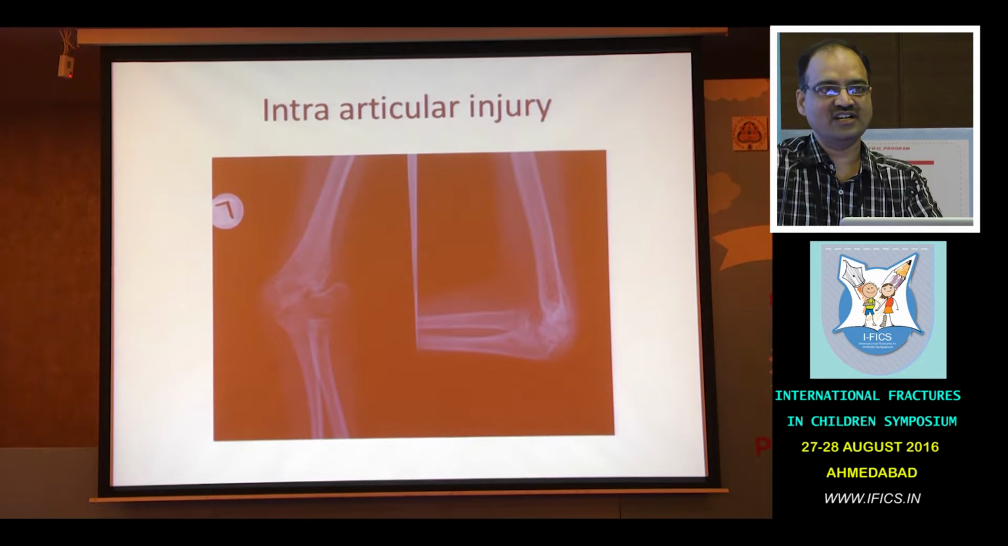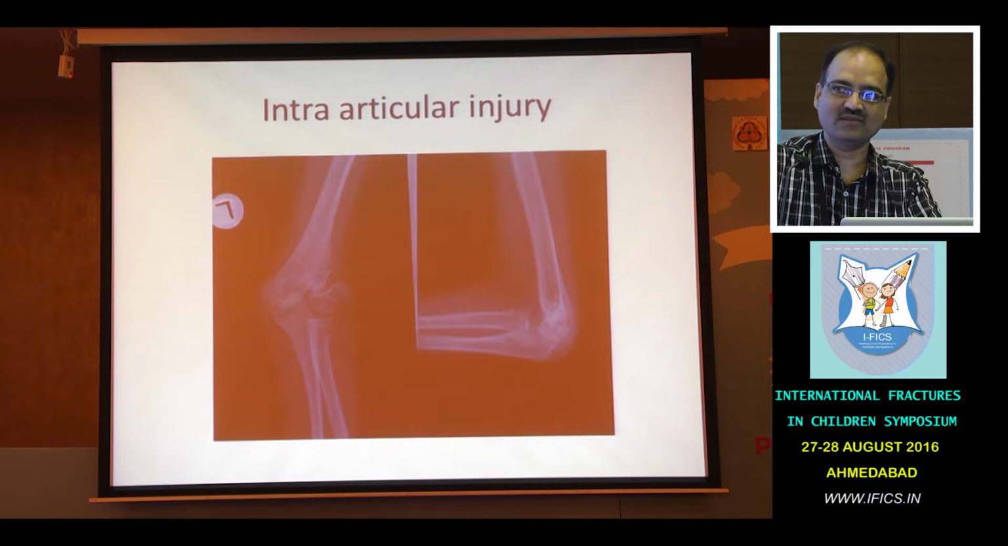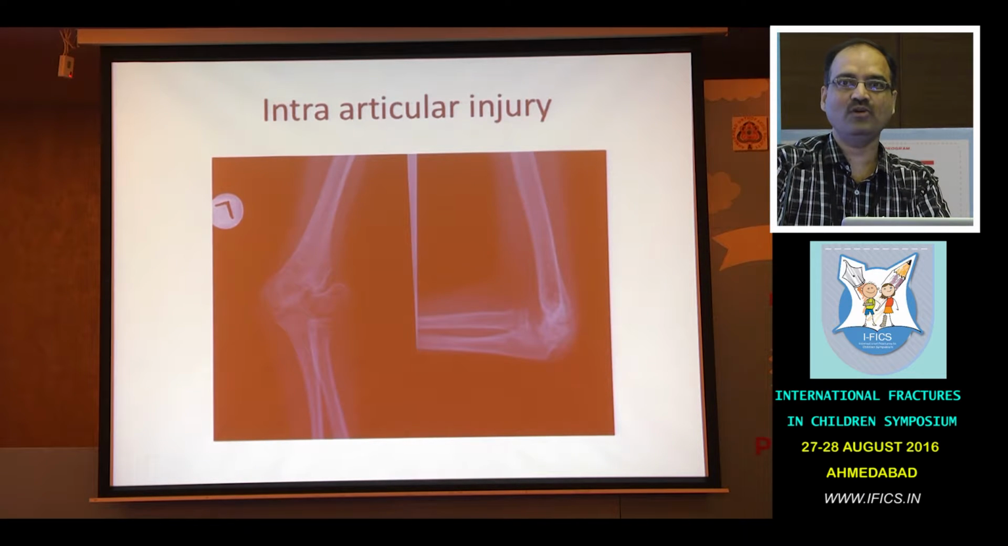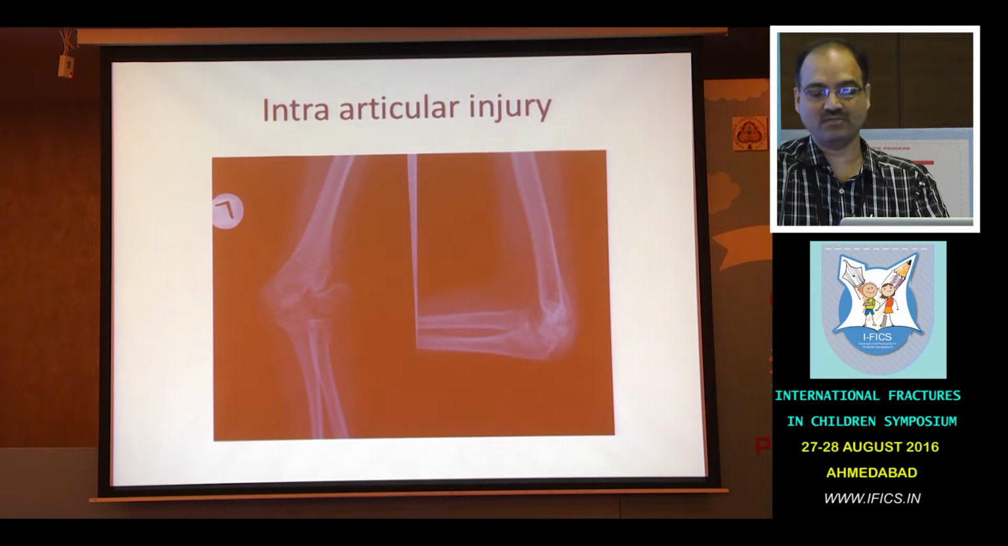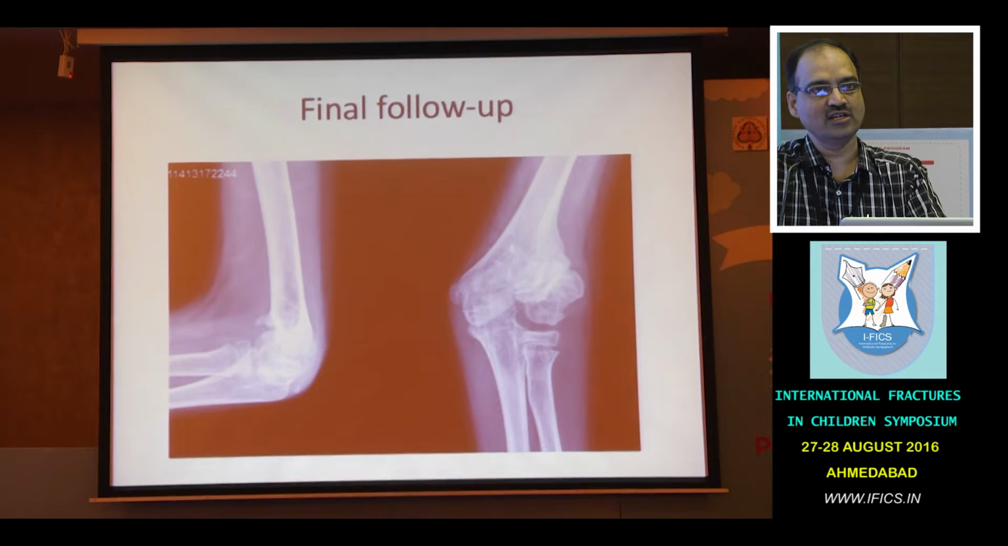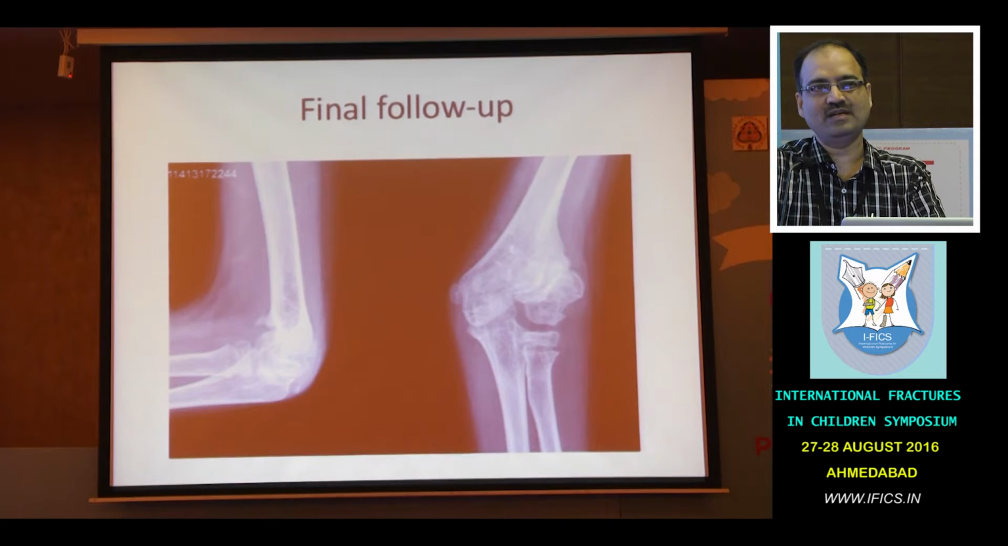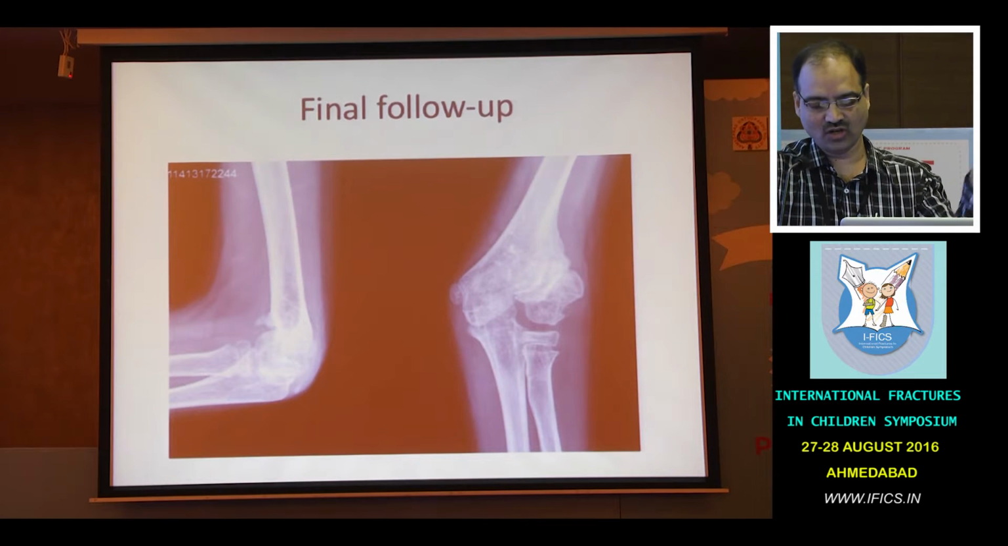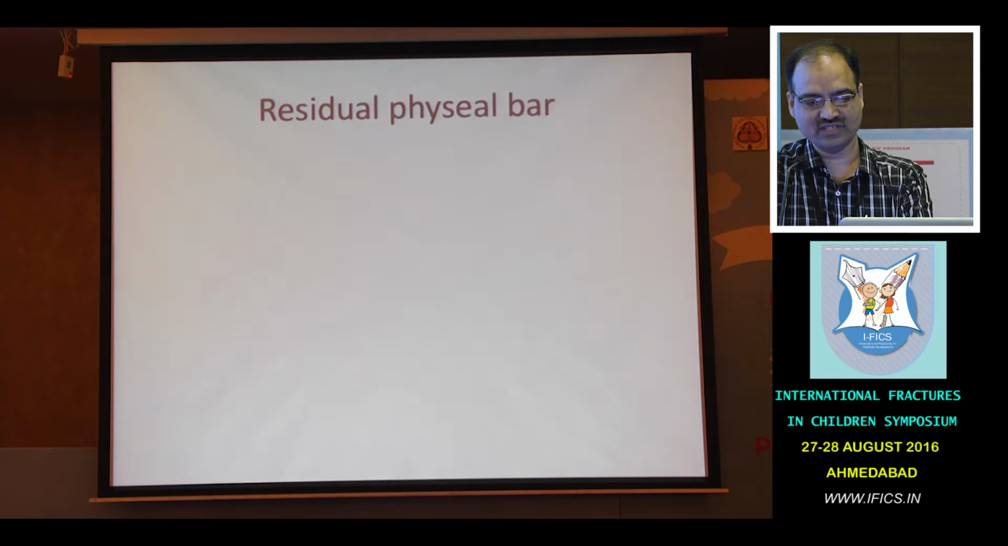If it is an intra-articular injury like a lateral condyle fracture presented late, you can prevent the complication either by doing osteosynthesis and open reduction, and that gets good union. That would be the normal principle for all Salter-Harris type 3 and 4 injuries.